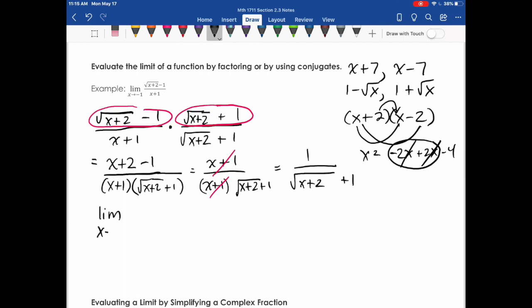So I'm going to try to take the limit as x approaches -1 of my new expression, which is 1 over the square root of x plus 2 plus 1. If I try to use direct substitution now and using my limit laws, I am not going to run into a problem of having 0 in the denominator. So if I plug in -1, I'm just going to get 1/2.